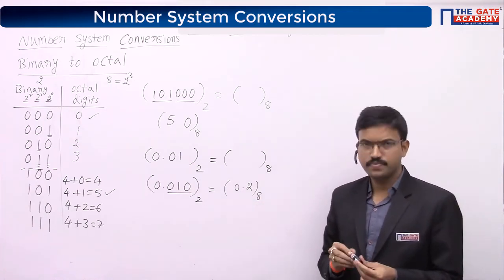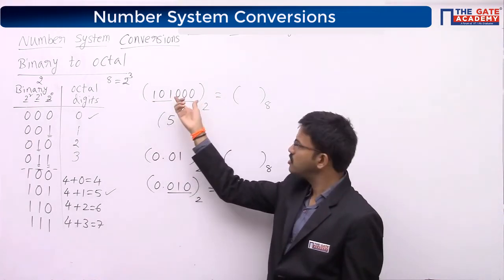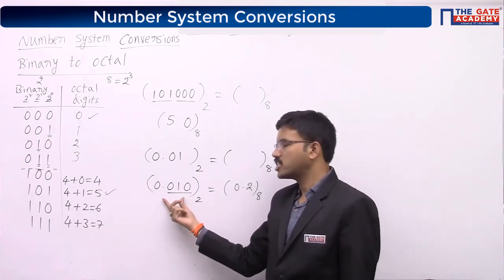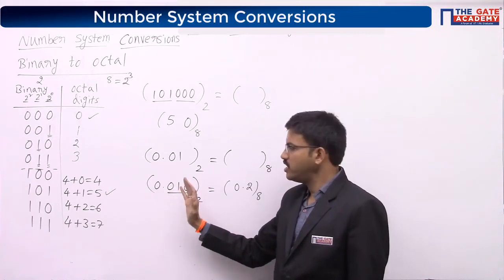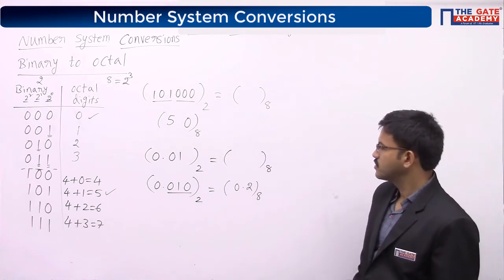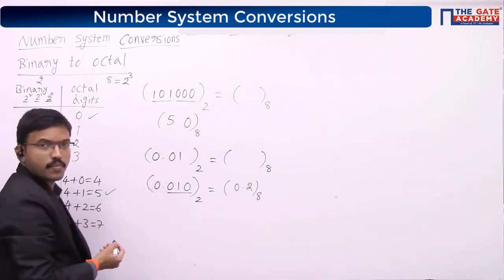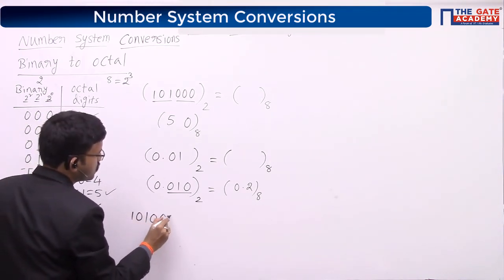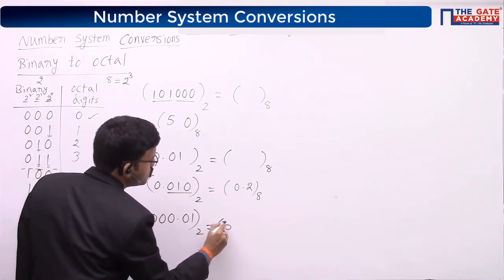So for the integer part, we start from right hand side to left hand side, grouping 3 bits to get the corresponding octal digits. Similarly, for the fraction part, we start from the radix point and do the grouping of 3 bits like that. Now let us combine both, and you will get the real number. These two numbers I am combining. Directly you can write 1 0 1 0 0 0.01 base 2, that is nothing but 50.2 base 8.